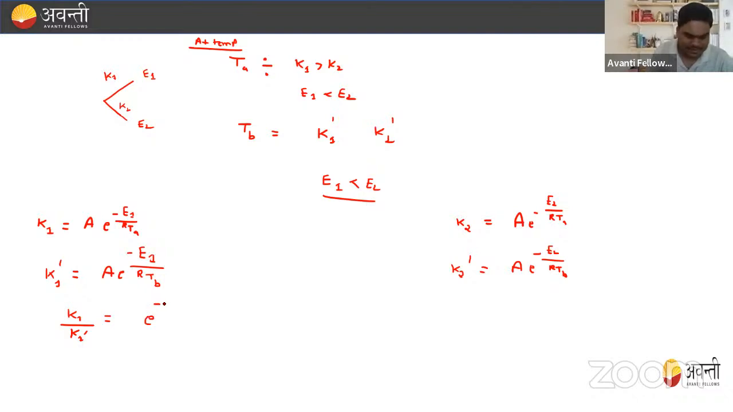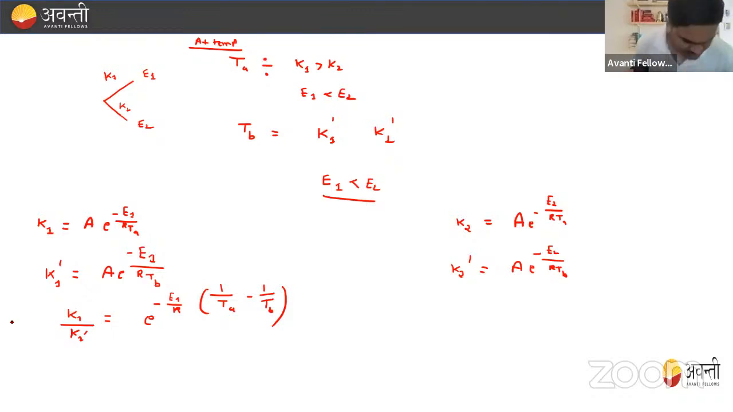minus E1 upon R, 1 upon TA minus 1 upon TB. So K1 upon K1 dash is equal to E minus E1 upon R, TA minus TB, right? So this is what you will get.